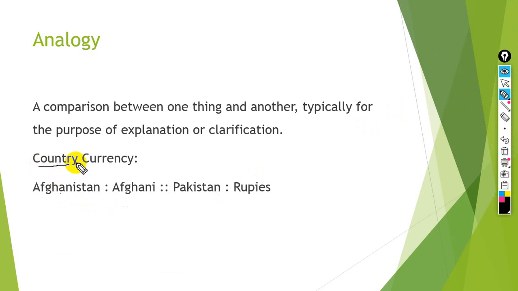Here we have country and currency, and I want to compare these two. So how will we compare? For example, an analogy says that if we have Afghanistan, the currency will be Afghani. This is the country, and it represents the currency right here. So now I have explained that Afghanistan is the country, and the currency of Afghanistan is the Afghani, okay?